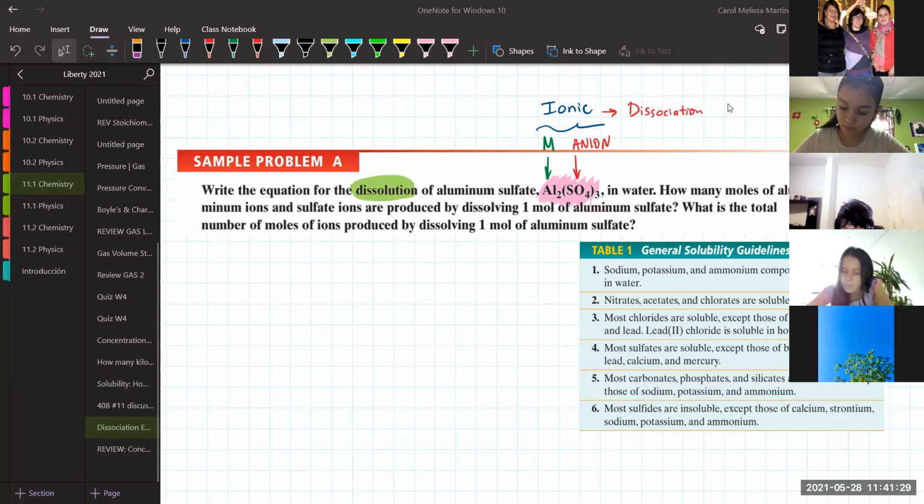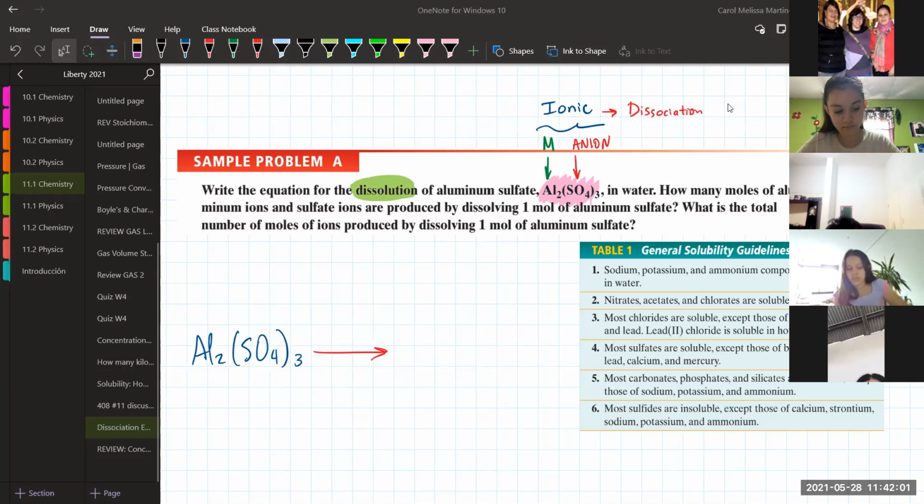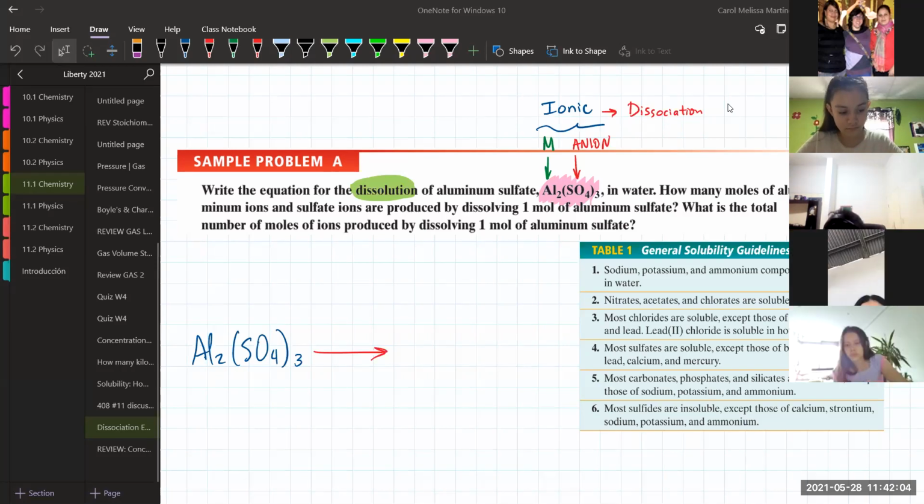Dissociation is the process that we were working on the other week. I give you the ionic compound, and the ionic compound is being decomposed into its ions. So, for example, here, we are talking about aluminum sulfate, that dissociation will be. Here you have your aluminum sulfate, okay? You identify already that you have a metal and a polyatomic anion.